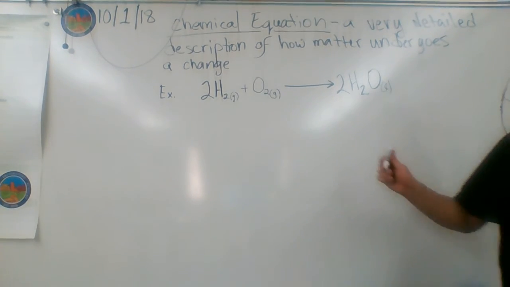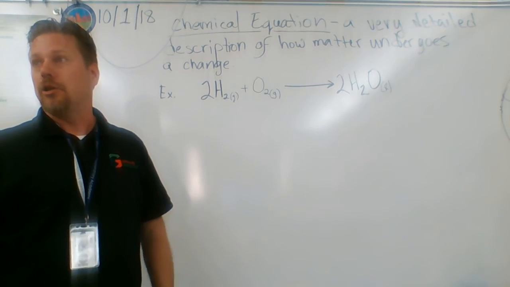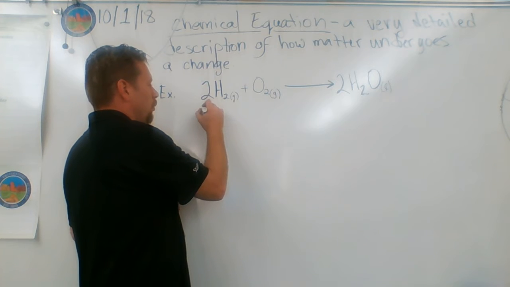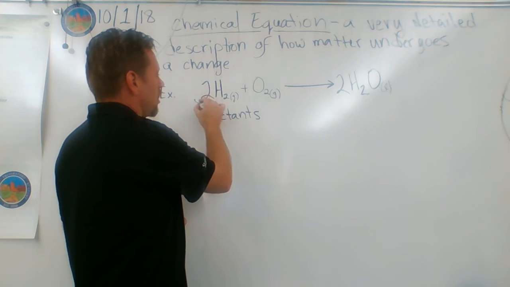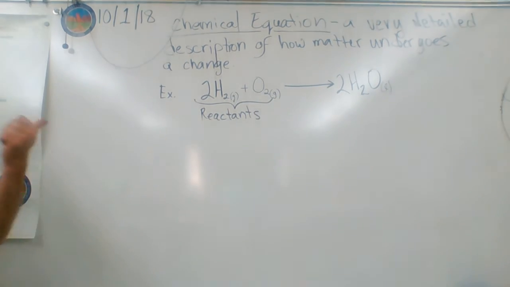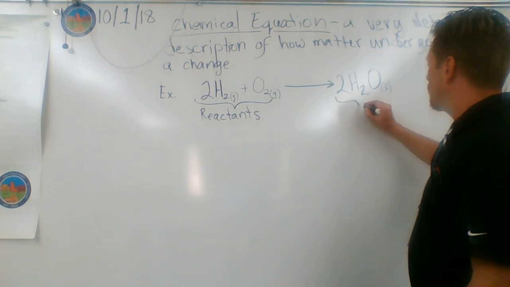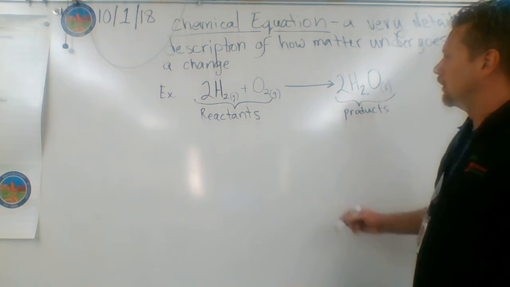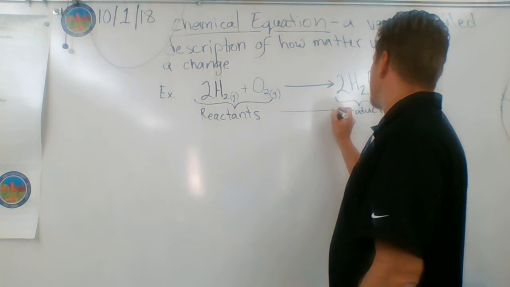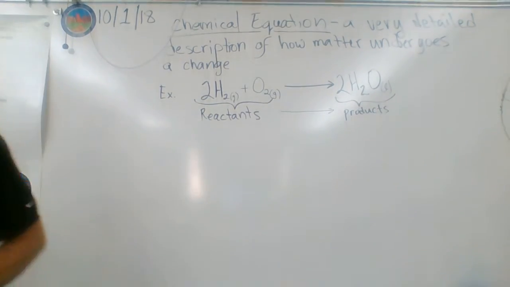Okay? So, parts of a chemical equation. Over here on the right-hand side, you have what are called the reactants. Okay, so these are all reactants. Everybody that's on this side is considered a reactant. Over here, everything that is made is called a product. Reactants form products.